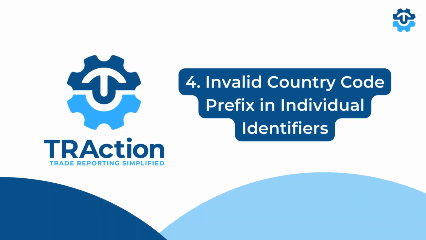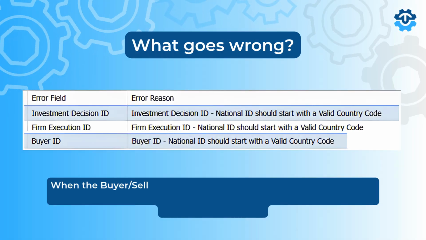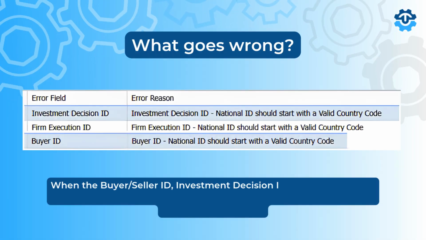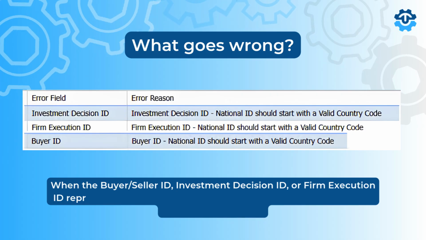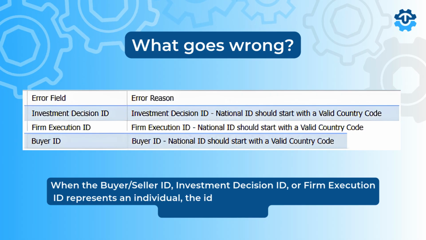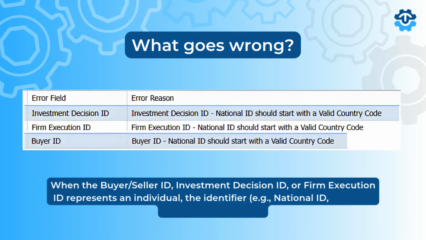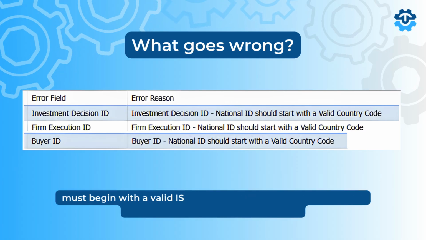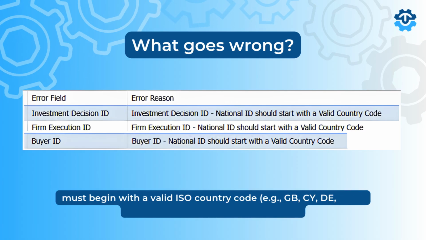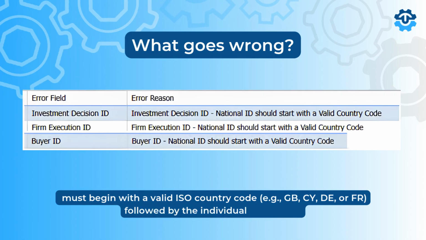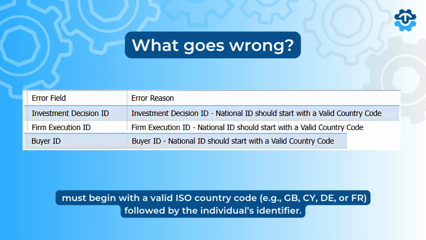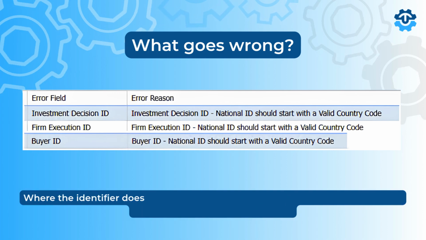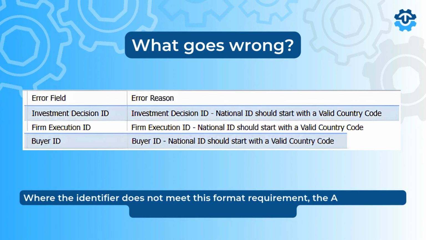Invalid country code prefix in individual identifiers. When the buyer-seller ID, investment decision ID, or firm execution ID represents an individual, the identifier, such as national ID, passport number, or CONCAT, must begin with a valid ISO country code, such as GB, CY, DE, or FR, followed by the individual's identifier. Where the identifier does not meet this format requirement, the ARM exception gives the error message as above.